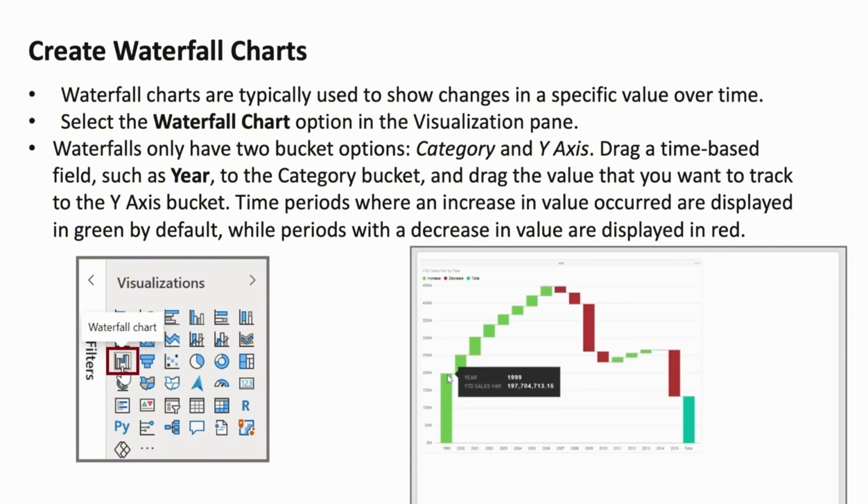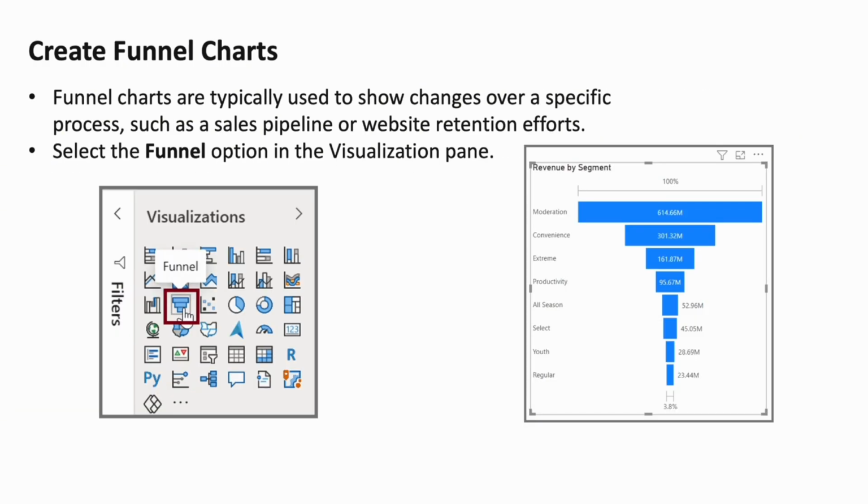Show changes in a value over time or process. Drag category and Y-axis fields. Increases in green, decreases in red. Visualize progress through a process, such as a sales pipeline. Assign category and value fields to the funnel visual.